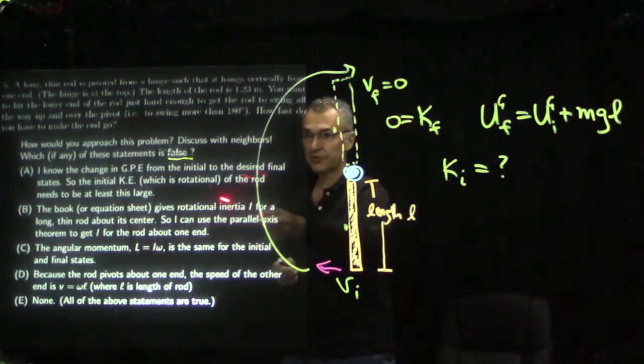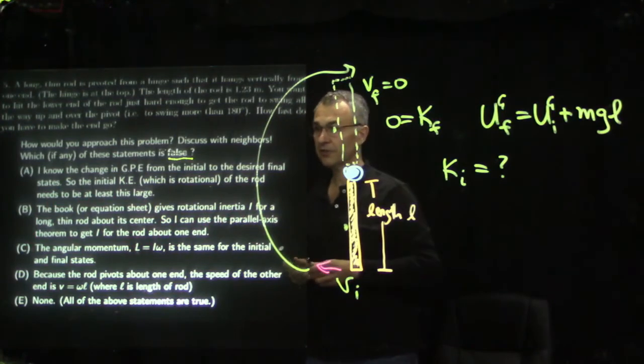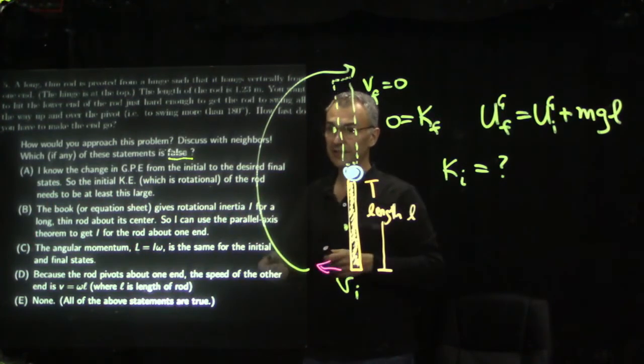The book, or the equation sheet, gives the rotational inertia for a long, thin rod about its center. Oh, so then I could use the parallel axis theorem to get the rotational inertia for the rod about one end. That actually is true.